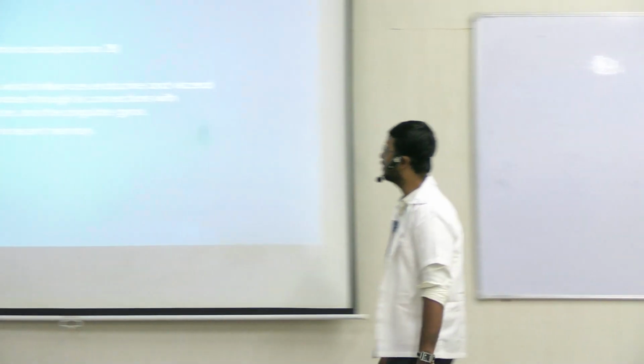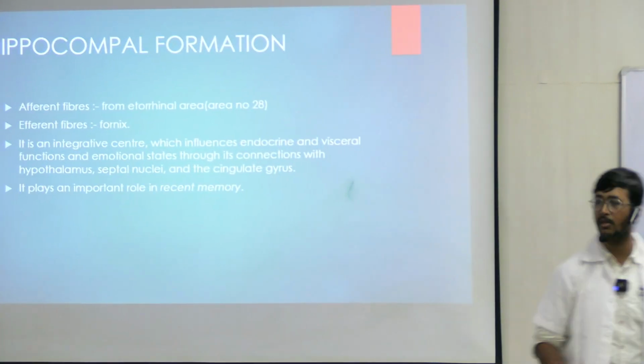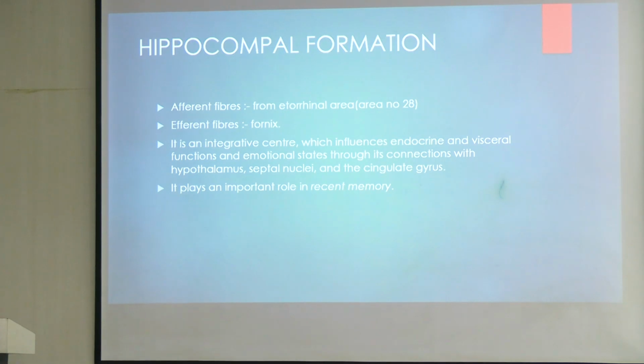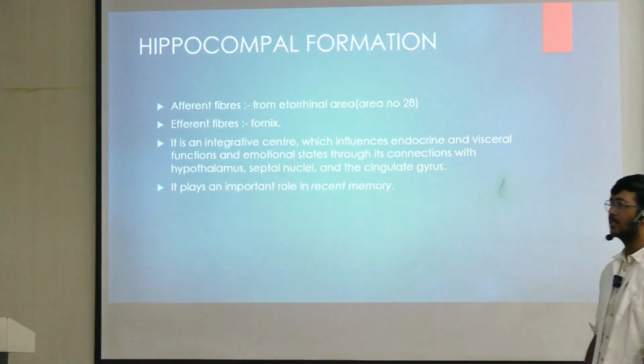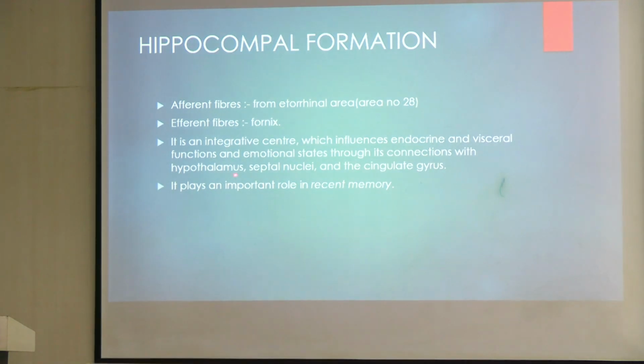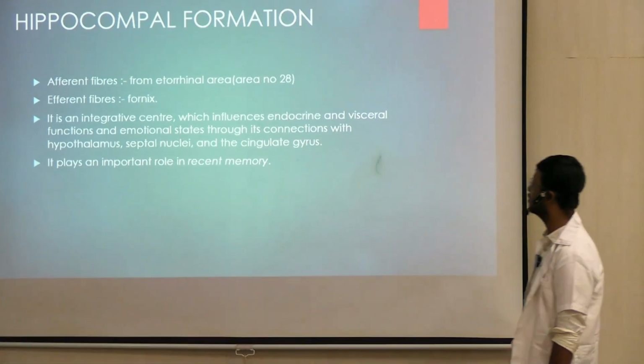Now coming to the hippocampal formation, as I have already mentioned, it is associated with your recent memory part. So afferent fibers from your entorhinal area, that is area number 28, and efferent fibers are your fornix. So basically the hippocampus will be connected to the mammillary body through this fornix. So we will see this thing. It is an integrative center which influences endocrine as well as visceral functions and emotional states through its connections with the hypothalamus, septal nuclei and cingulate gyrus.